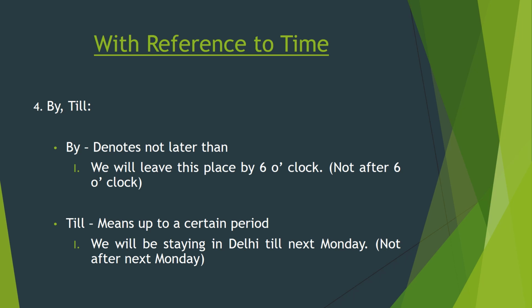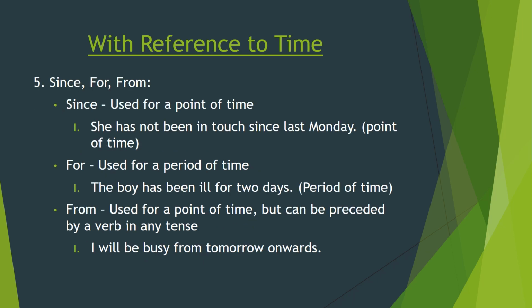Till means up to a certain period. We will be staying in Delhi till next Monday, not after next Monday. So, this is the difference between by and till. Now, let us talk about the prepositions since, for and from with reference to time. Since preposition is used for a point of time. She has not been in touch since last Monday. Point of time, particular time, that is last Monday, and we are using the preposition since.